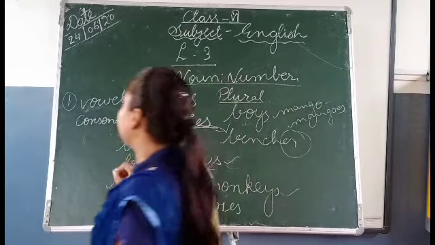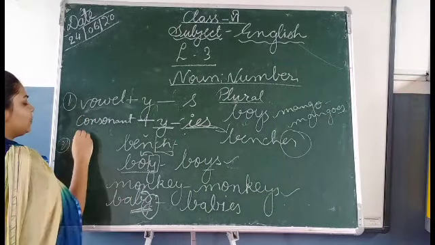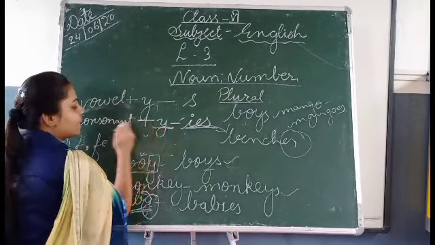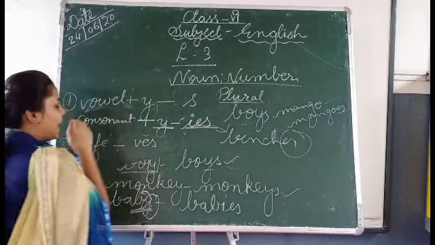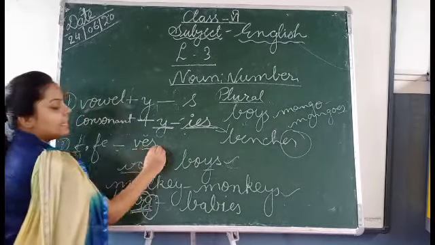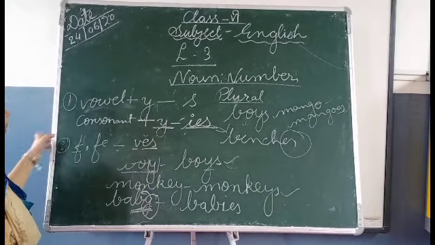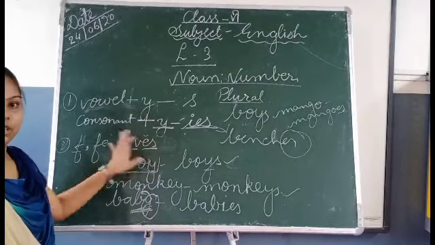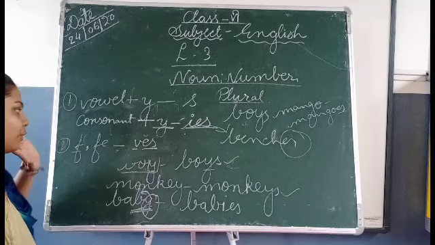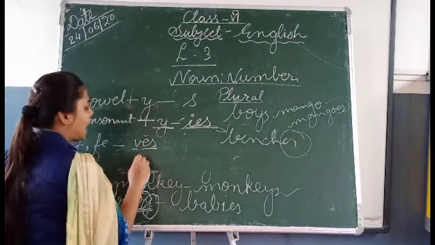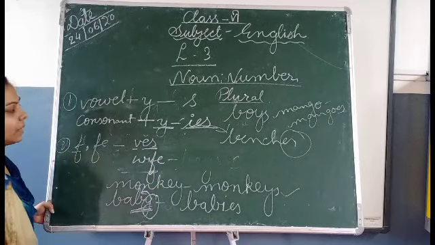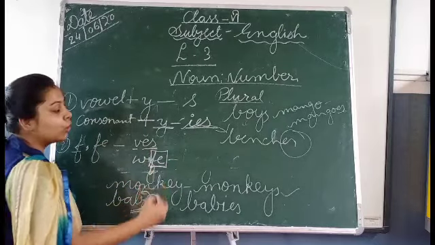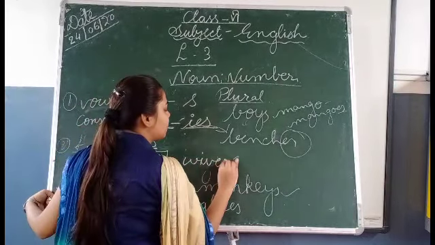Okay. Now, the next rule is if the word is ending with F or if the word is ending with FE, then while changing it to plural, F is changed to V and we add ES with it. Understood? If the word is ending with F or FE, then we change FE to VES. For example, I have written here wife. The word is ending with FE. And as I have told you the rule, FE will change to VES.